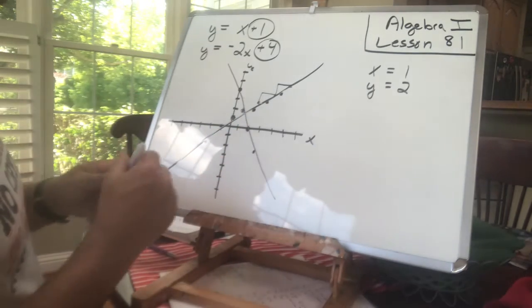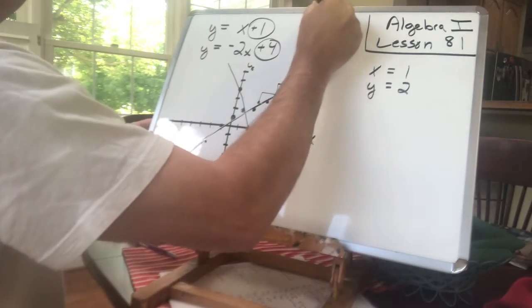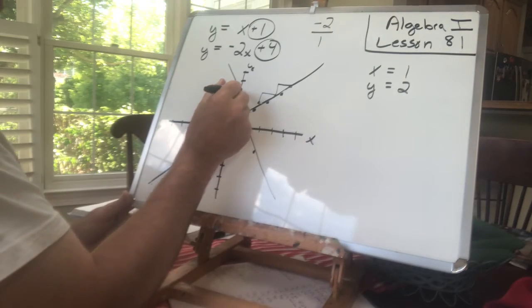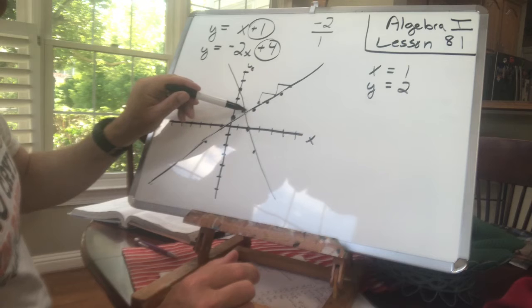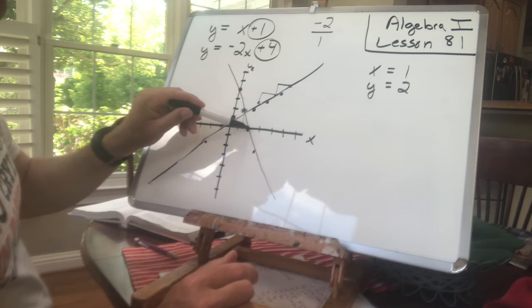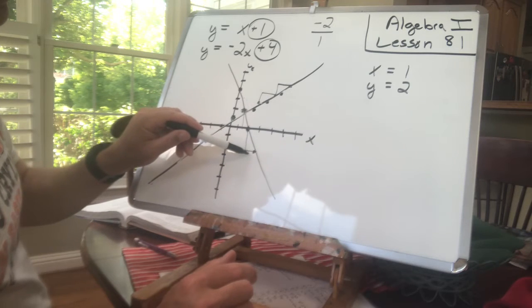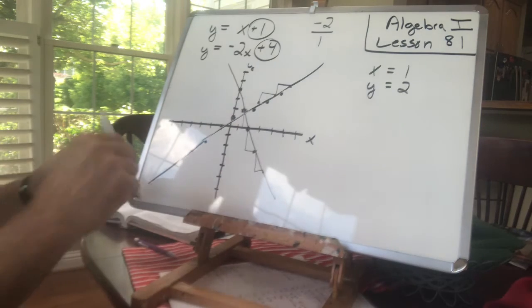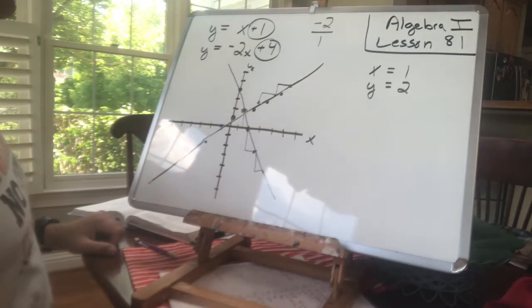So this is negative 2 rise over 1 run. If it's negative 2, it's negative 2 over 1, right? So that means it's going to be going down 2 over 1, down 2 over 1, down 2 over 1, okay? So that's the line. All I really need is 2 points to draw my line.